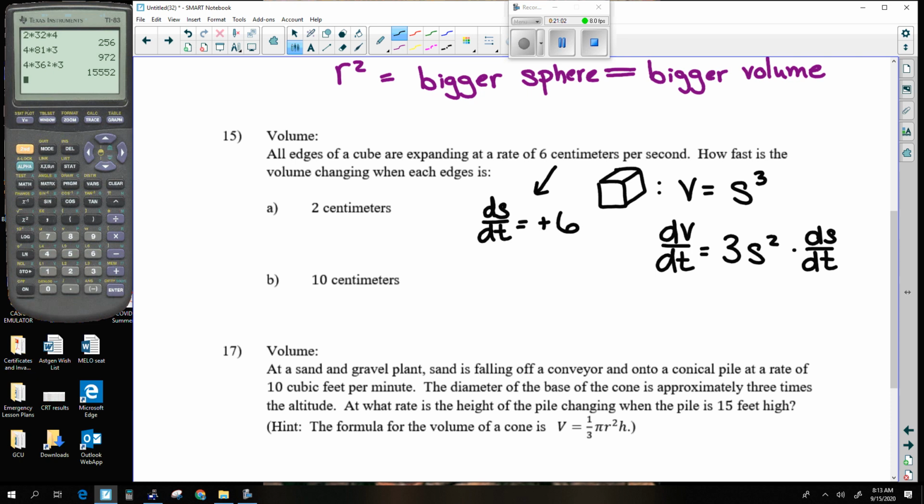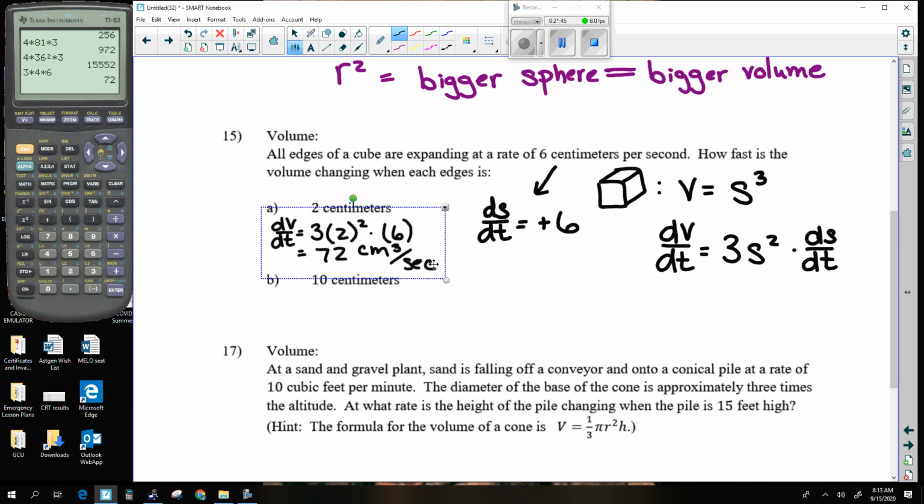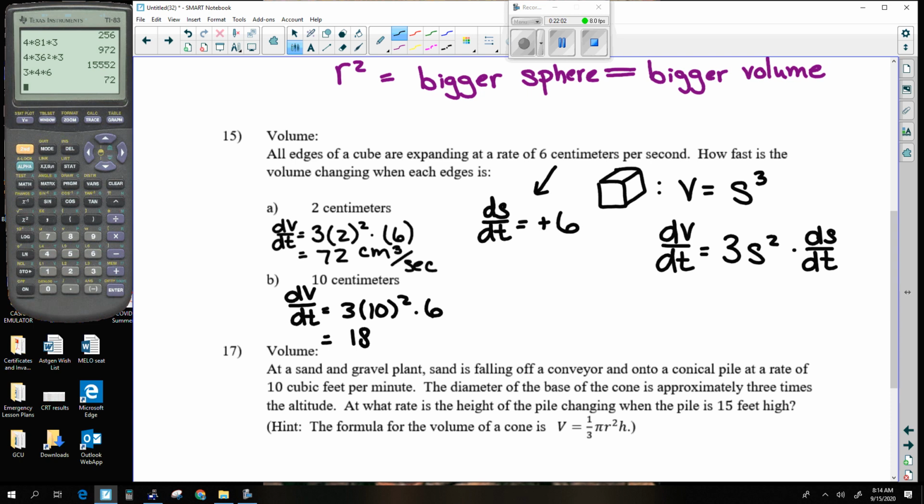So the first question is, how fast is the volume changing when the side is 2 centimeters? The rate is 3s^2 ds/dt. So that is 72, and this is volume per time. Let me just double check that. Yeah, 72. All right, same question, 10 centimeters. So that's 1800.